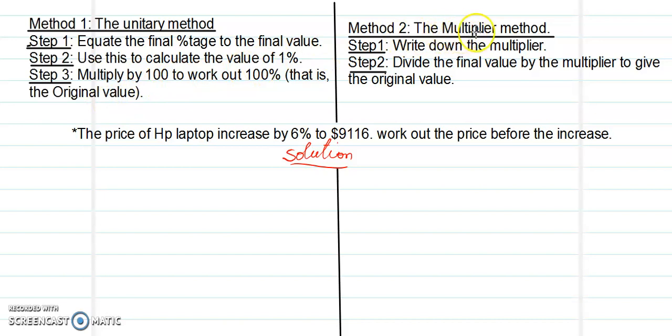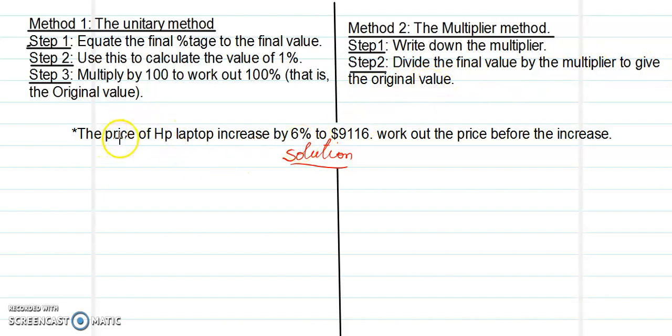Why does the multiplier method only have 2 steps? First, write down the multiplier. Second, divide the final value by the multiplier to give the original value.